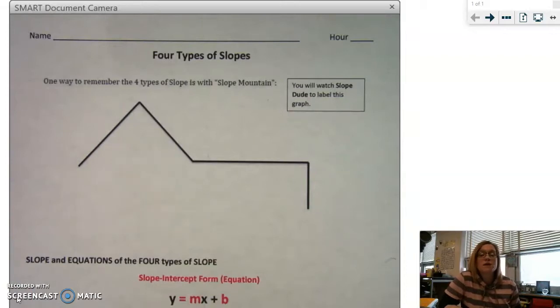This video is going to cover the different types of slopes. It was one of the last things we covered that was not on the quiz that you just got done taking, but you will see it on your test. So let's go ahead and review those 4 different types of slope.